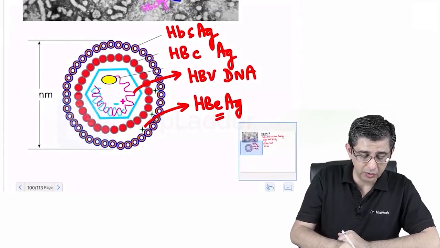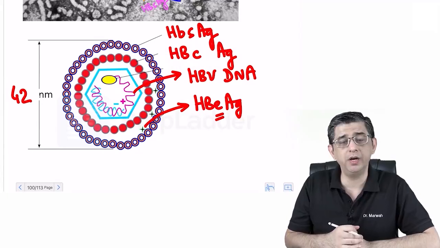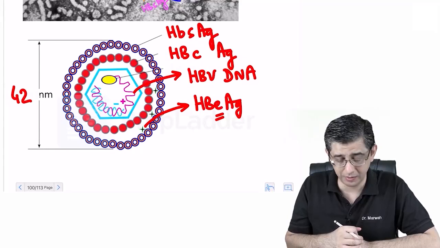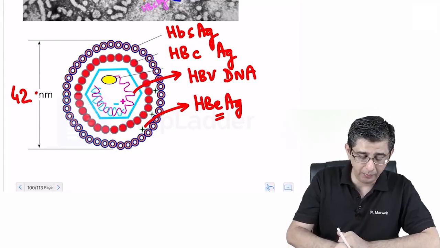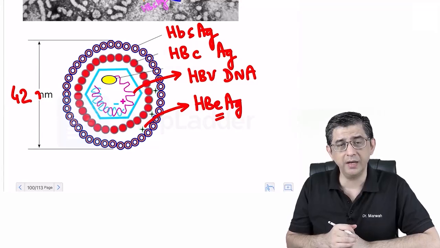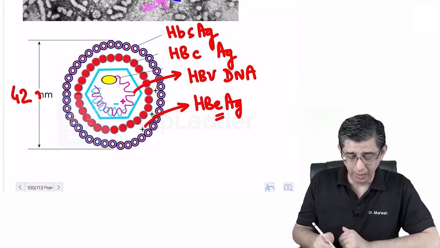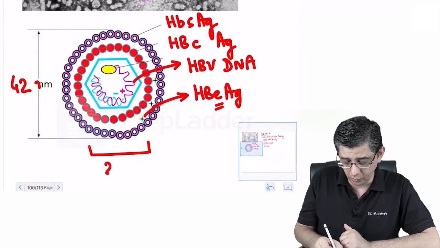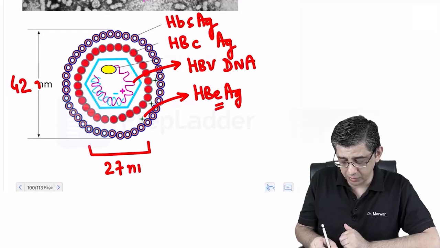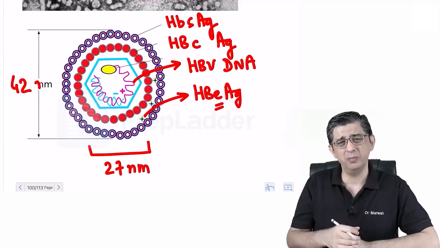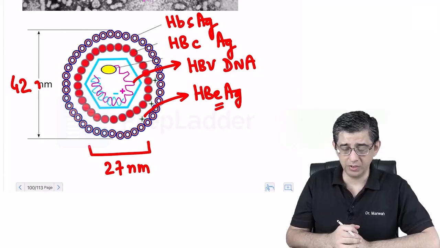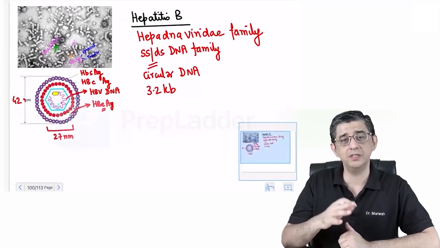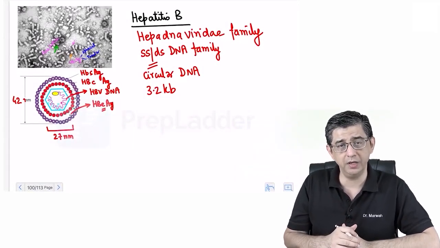The total size of this virion will be approximately 42 nanometer. The range, actually, 40 to 45 nanometer is the size that is given for the Dane particle, but then I gave an average value of 42. The inside part of it, the nucleocapsid component, which would be approximately the core antigen, would be approximately 27 nanometer. So a bit of routine data was explained here to you, both the interpretation of the electron microscopy as well as the line diagram of the virus. You should be very clear about it.